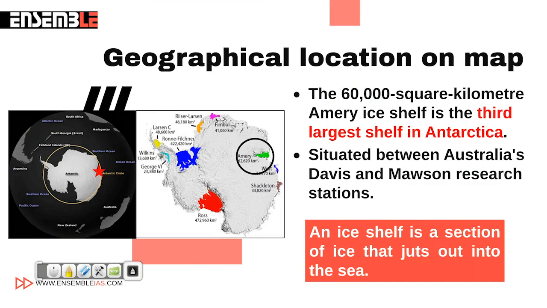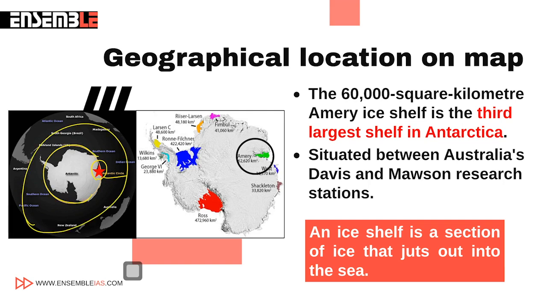This is another image. Here is the precise location of the Antarctic ice shelf which is in the news, the Amery ice shelf. This is the Antarctic Circle, and this is the Southern Ocean. So these are locations which can be asked, such as whether Antarctica is surrounded by the Southern Ocean or not. So you should know all these precise locations.